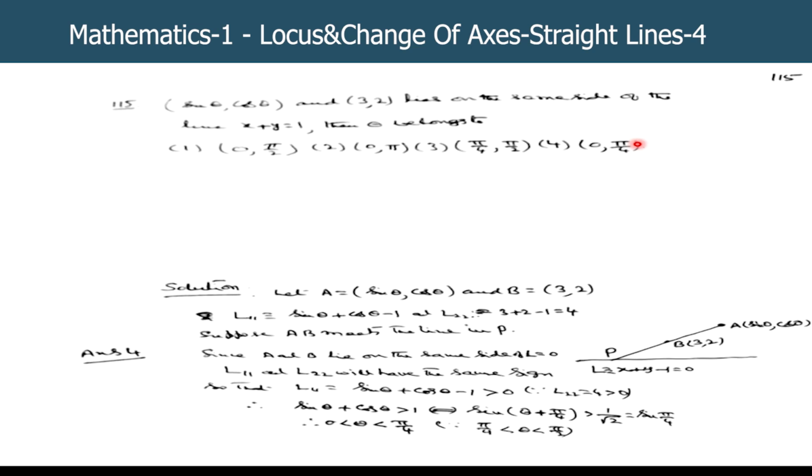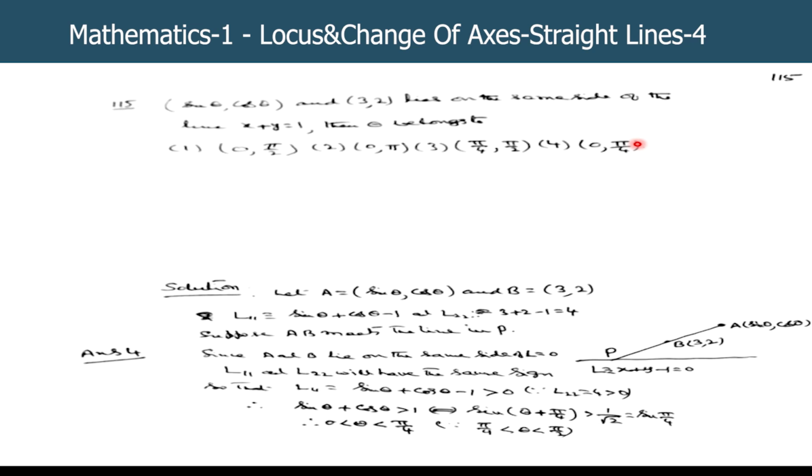Right, again here you are using the same idea. Two points A(x1, y1), B(x2, y2) lie on the same side of a line L equal to 0 if and only if L11 and L22 have the same sign. Here they lie on the same side. So therefore L11 and L22 must have the same sign. So here L11 is equal to sin theta plus cos theta minus 1, because the line L is x plus y equals 1. And L22 is 3 plus 2 minus 1, which is 4.